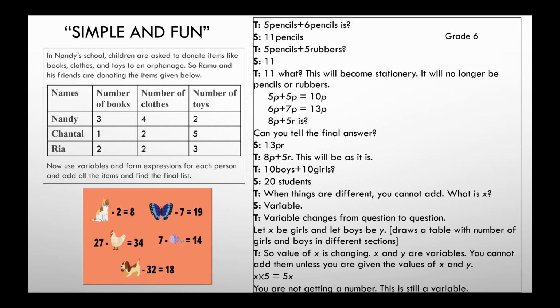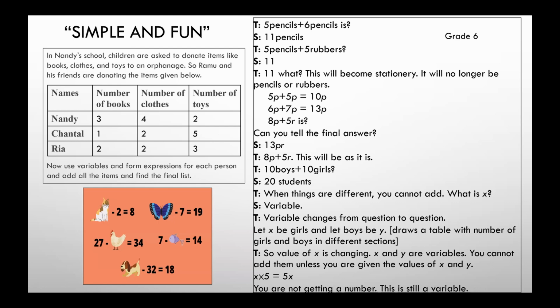So do you see what children are constantly doing? They're actually creating a super class from the subclasses that the teacher is categorizing her objects into. When things are different, you cannot add. What is x? x is a variable. A variable changes from question to question. Let x be girls, y be boys, and she draws a table of 6a and 6b. Changing x and y are variables. You cannot add them unless you're given the values of x and y.